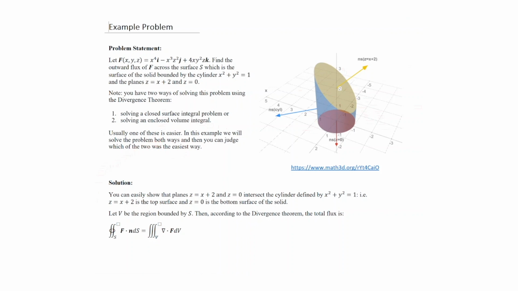So we can easily show that the planes z equals x plus 2 and z equals 0 intersect the cylinder defined by x squared plus y squared equals 1. So z equals x plus 2 is the top surface, z equals 0 is the bottom surface of the solid. All right, so let V be the region bounded by that surface comprised of three discrete surfaces. Then according to the divergence theorem, the total flux can be expressed either as a closed surface integral or an integral over a volume which is bounded by, in this case, the three surfaces.